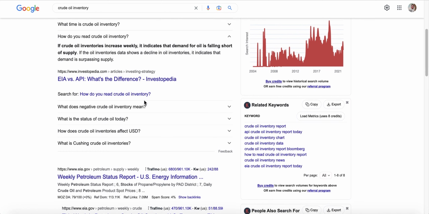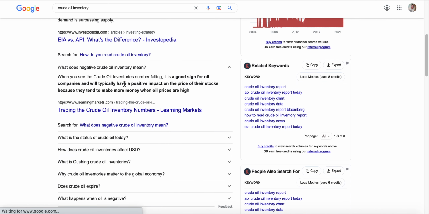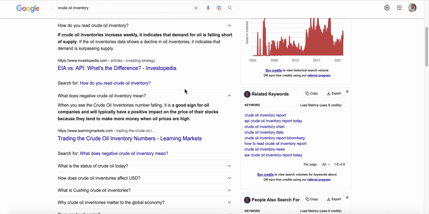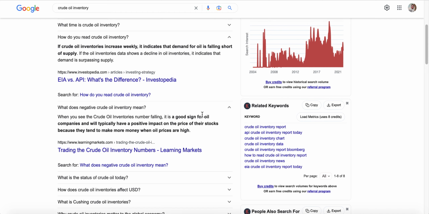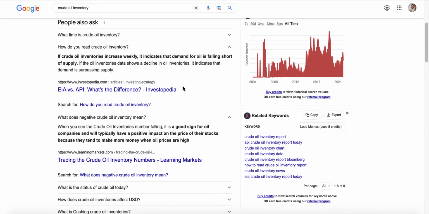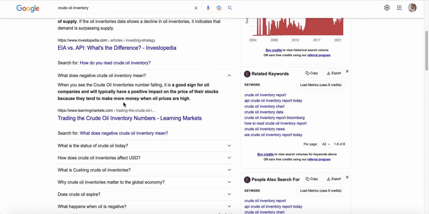So let's now check what the negative crude oil inventory means. When you see the crude oil inventory numbers falling, as it falls from 2.5 million to -1, it is a good sign for oil companies and will typically have a positive impact on the price of their stocks, because they tend to make more money when oil prices are high. So it means demand is high, and they will increase the price. Hope you understand. Which means we will have a strong US oil, that is, the price will increase with time, maybe in a short period, maybe a longer period, but for now we should have a stronger US oil.